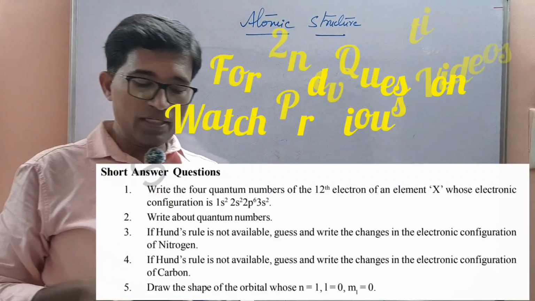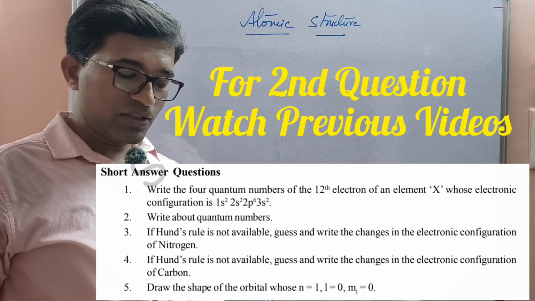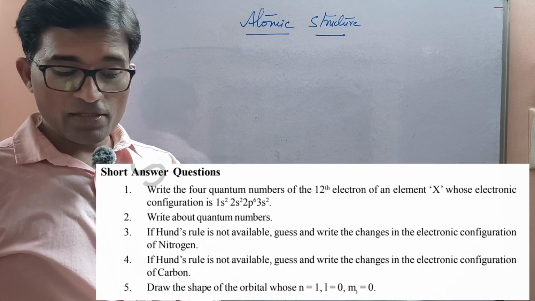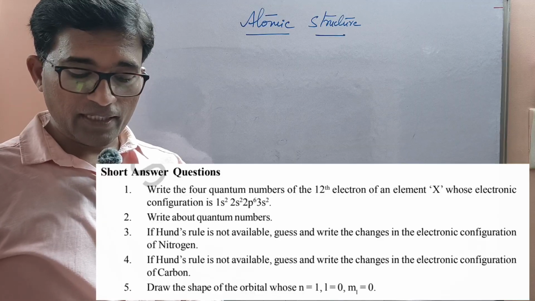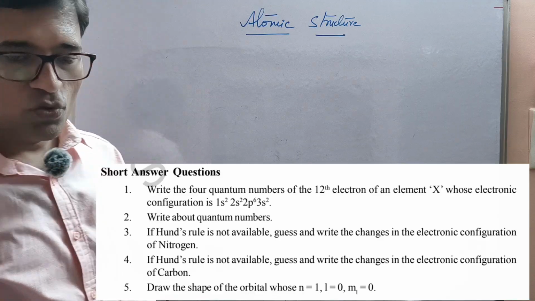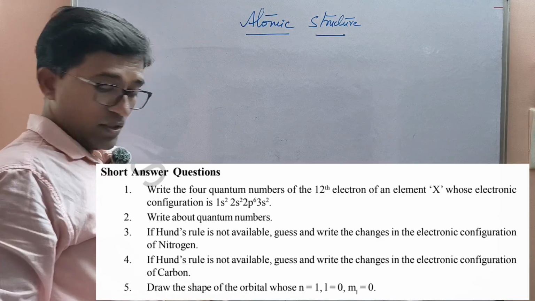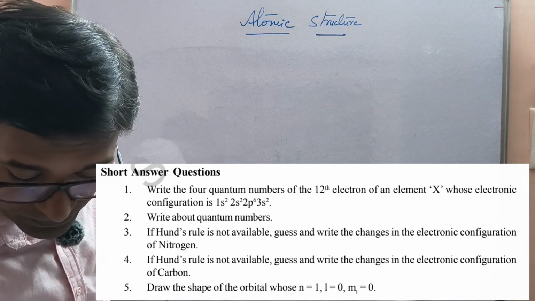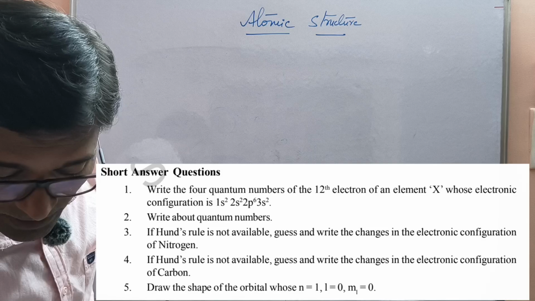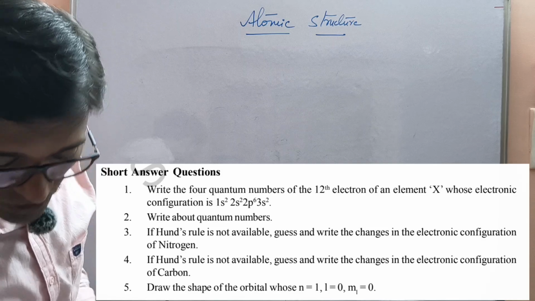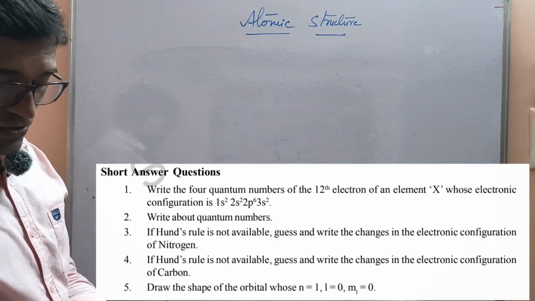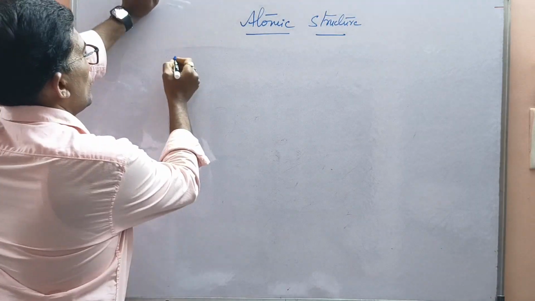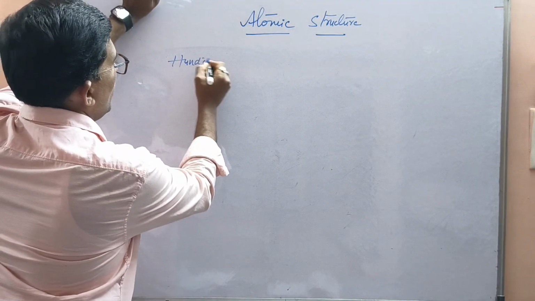If Hund's rule is not available, guess and write the changes in the electronic configuration of nitrogen. So what is Hund's rule? You should remember that. Now, Hund's rule.